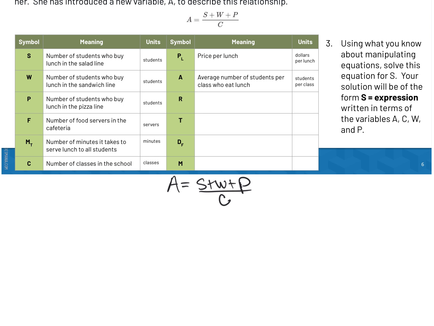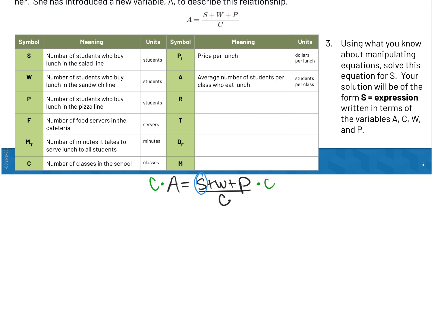So I'm going to circle what I want by itself. I want S by itself. So what do we need to move first? I'm going to go ahead and get rid of the C. C is dividing everything here. So we're going to do the inverse operation of division, which is multiplication. It's the multiplication property of equality, meaning that I can multiply each side by C. It's still going to be equal on both sides.